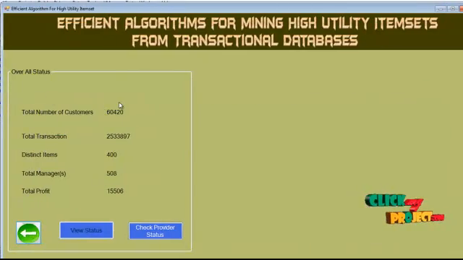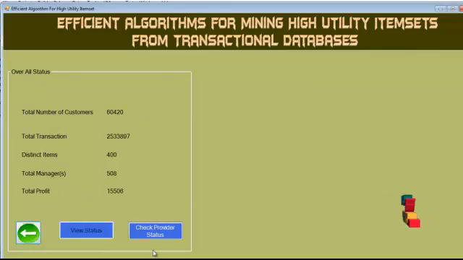These are the properties of the dataset. Here we calculated the total number of customers in the dataset, the total number of transactions made by the customers, and the total distinct products that are available in the dataset. And these are the total managers who deal with the items in the dataset. Here we also evaluated the total profit gained from the dataset.